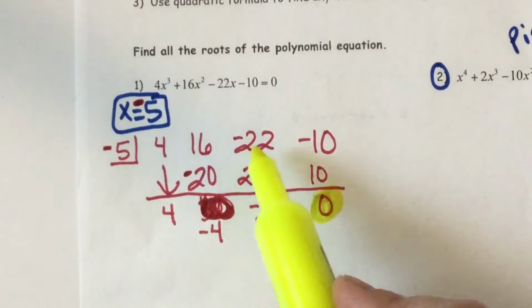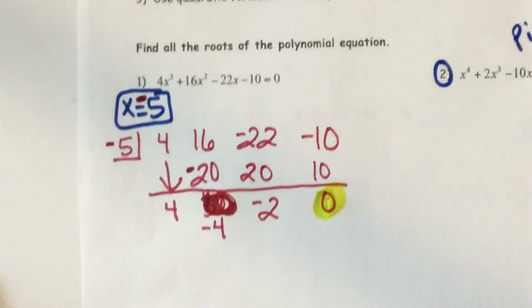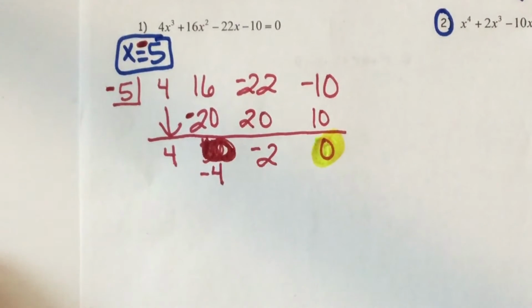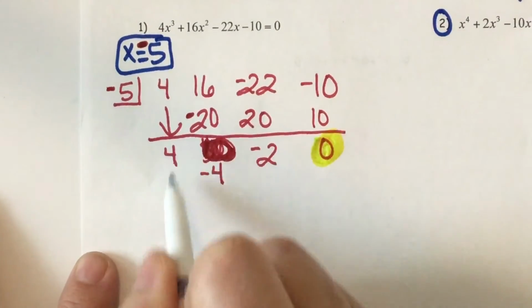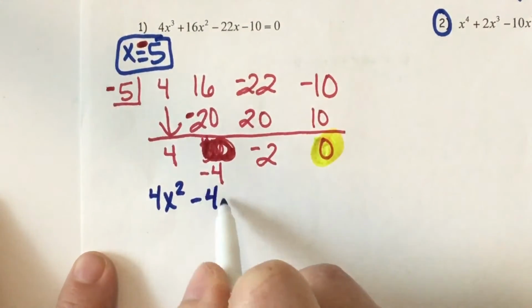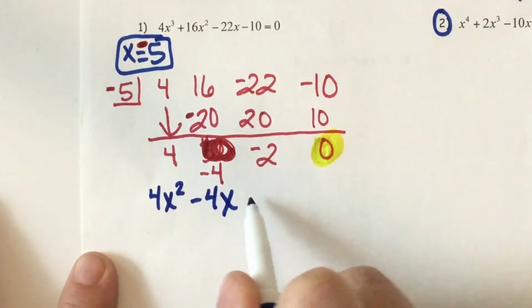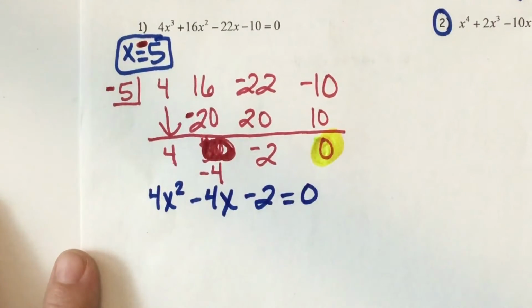So if I would have kept that mistake, then that would not have been a 0, and I would have known there was an error somewhere. All right, so remember, the first time you do synthetic division, the exponent goes down 1. So this x cubed becomes an x squared. So that 4 is in front of an x squared. That minus 4 is in front of an x. And that negative 2 is the constant. So I need to set this equal to 0 and solve it.